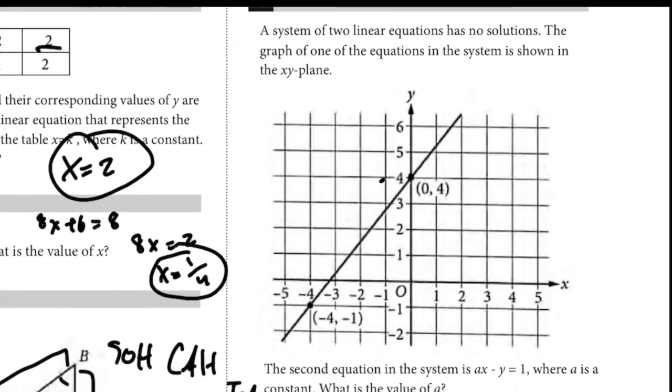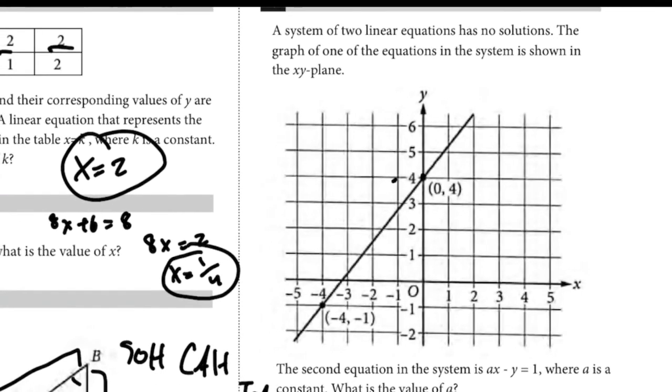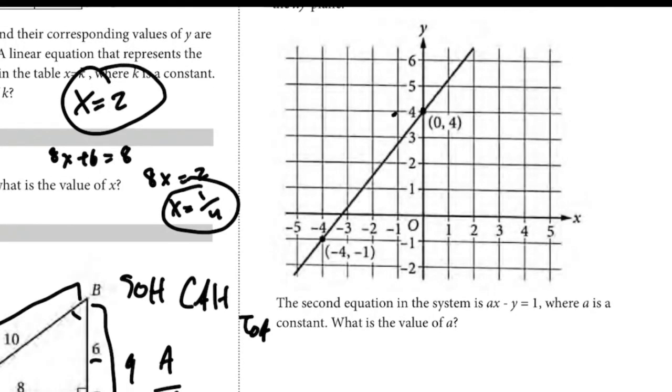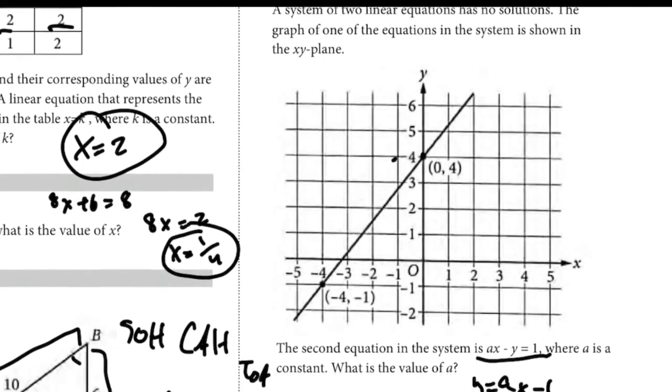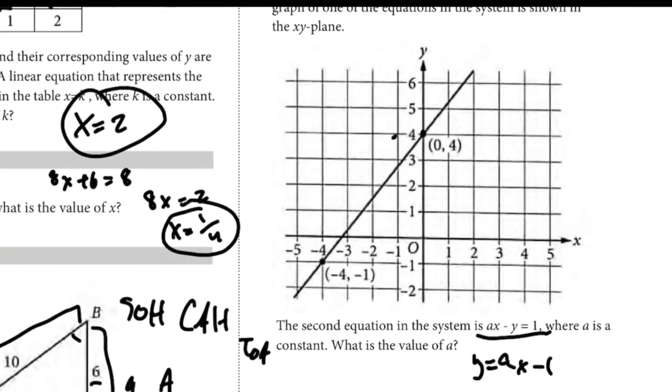Okay, here. A system of two linear equations has no solutions. The graph of one of the equations in the system is shown in the xy plane. The second equation in the system is ax minus y equals 1, where a is a constant. What is the value of a? So first I'm going to put this into slope-intercept form to make it easy. So we're going to get y equals ax minus 1, right? And since they have no solutions, that means their slopes are the same and their y-intercepts are different. So we see that the y-intercepts here are 4 and negative 1.